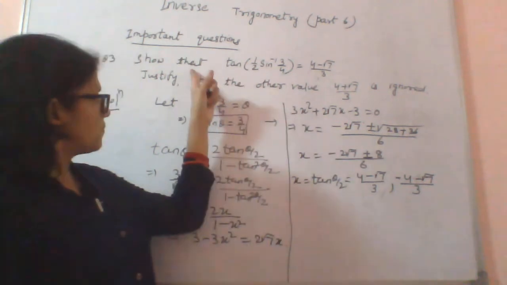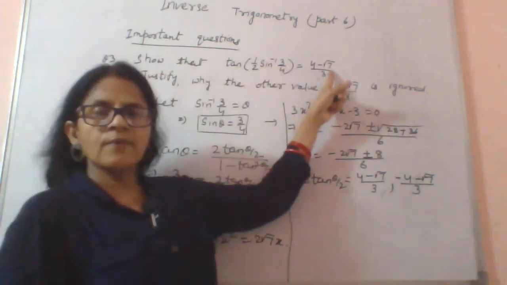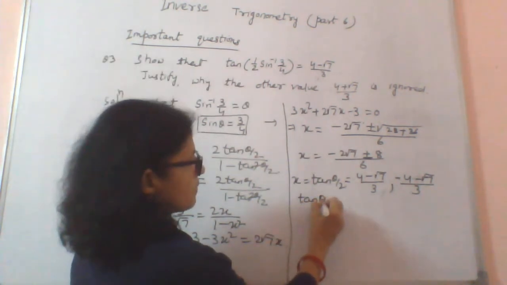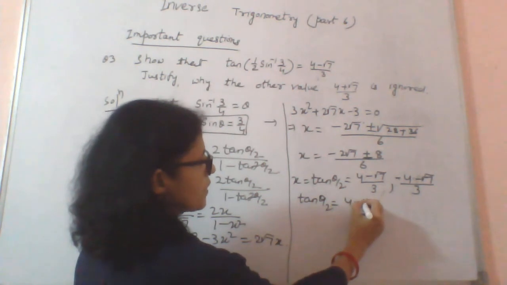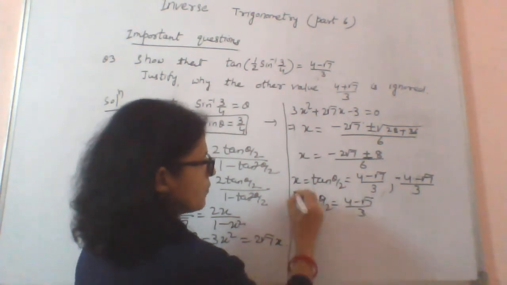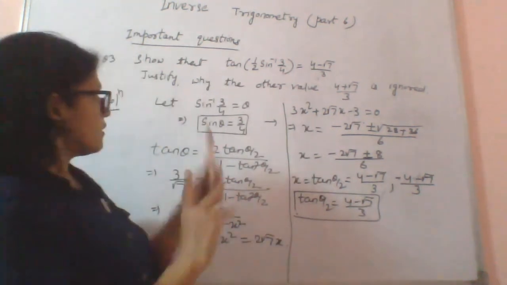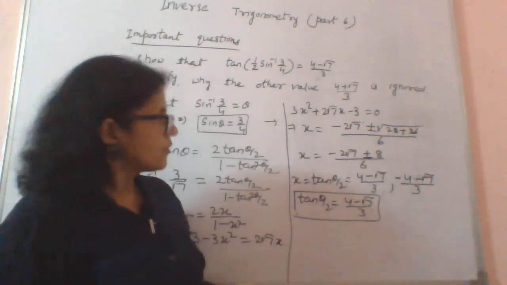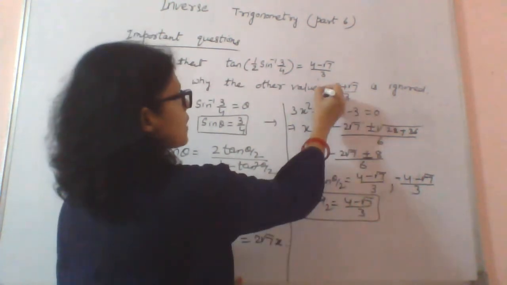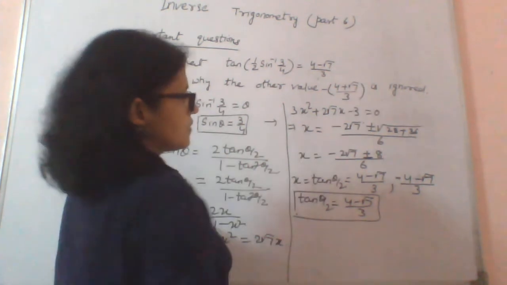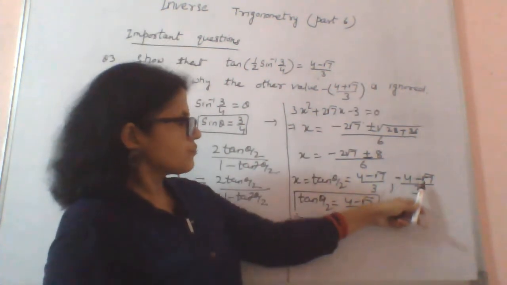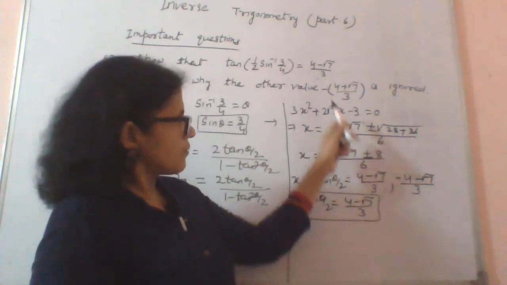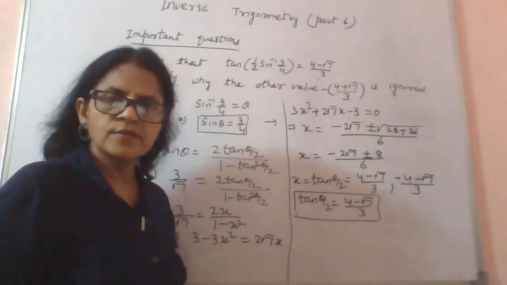As per the question, prove that this is equal to 4 minus root 7 by 3. So we are getting here tan theta by 2 is 4 minus root 7 by 3. Okay, so this is done. Now the second part of the question: justify why the other root is ignored. So the other root means it's minus of this, minus 4 minus root 7 by 3. Okay, so it means why is this root, minus of 4 plus root 7 by 3, ignored?